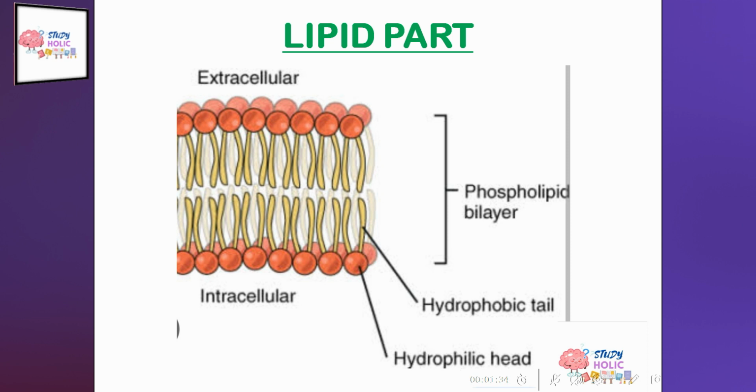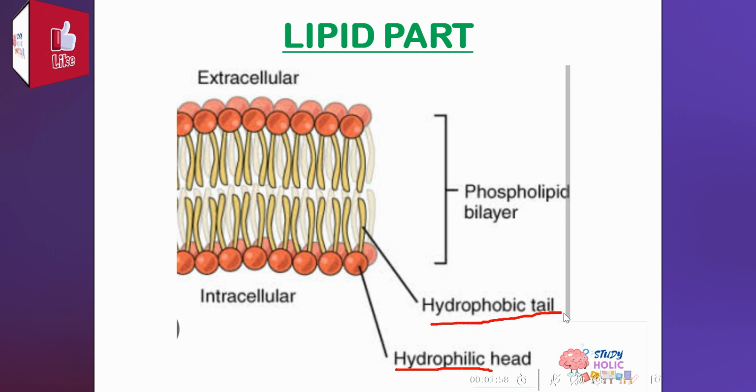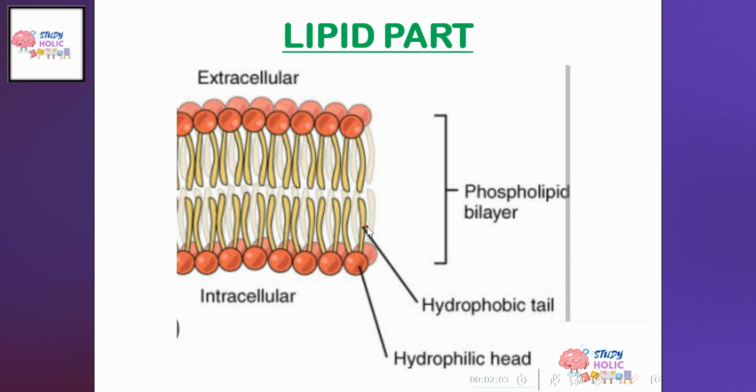Here is a diagram of the lipid part. The lipid part of the plasma membrane is arranged in two layers, as I have told you earlier, which is also known as the phospholipid bilayer. The lipid part also has two ends, the hydrophobic end and the hydrophilic end. As you can see in the diagram, the hydrophobic ends face each other while the hydrophilic end is present on the surface. Now let's move on to the protein part of the plasma membrane.